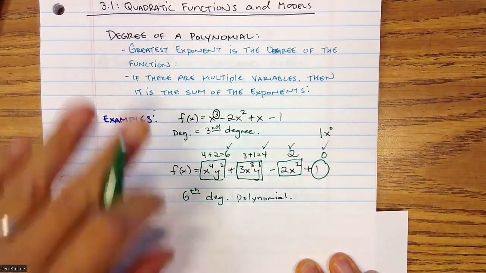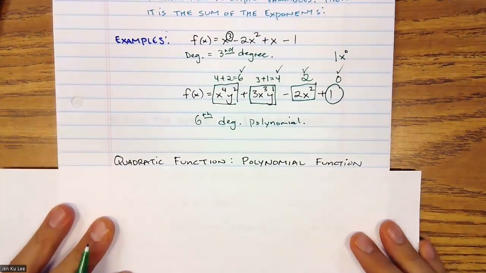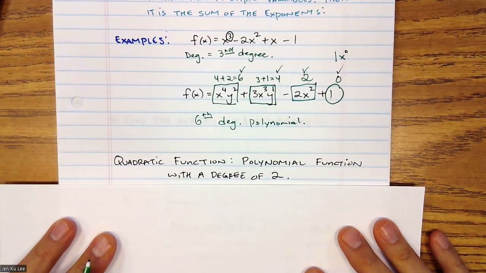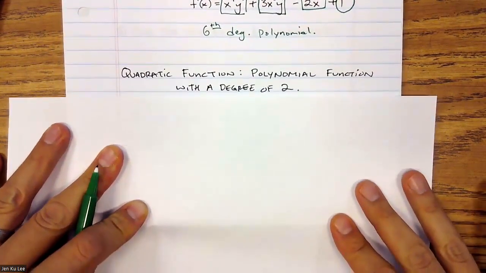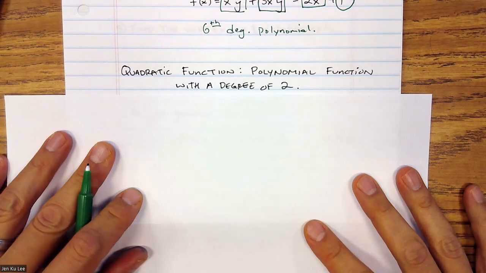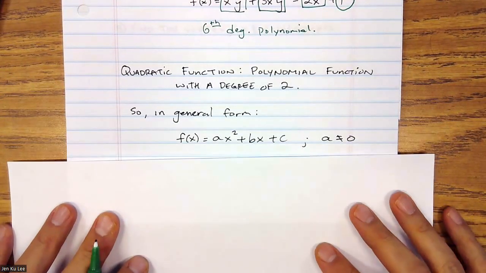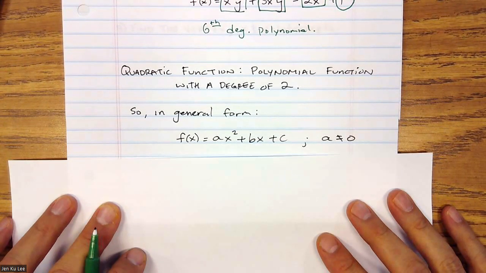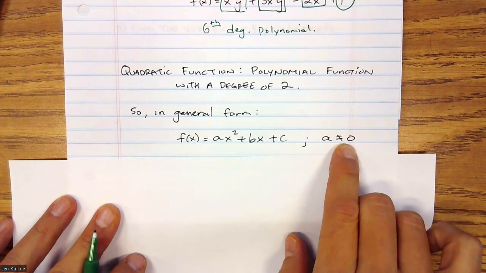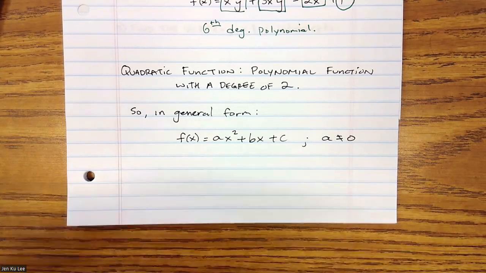What a quadratic function is, is actually a polynomial function with a degree of 2. So the greatest exponent that you will see is a squared. In general form, it's going to be ax squared plus bx plus c, where a cannot equal 0, because if it does, then the x squared goes away and it's a linear function. Just be aware of that.